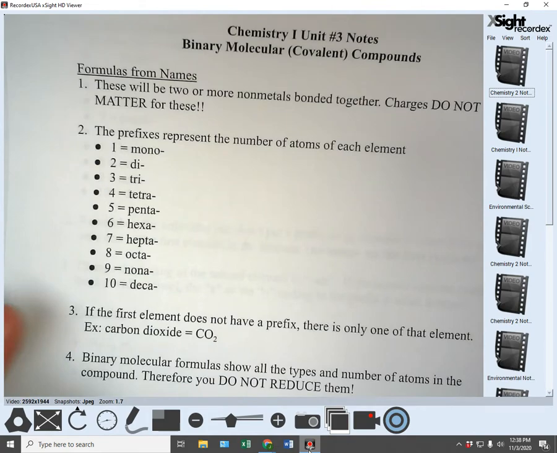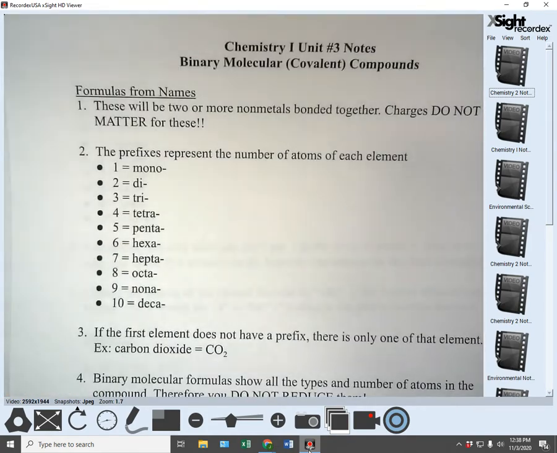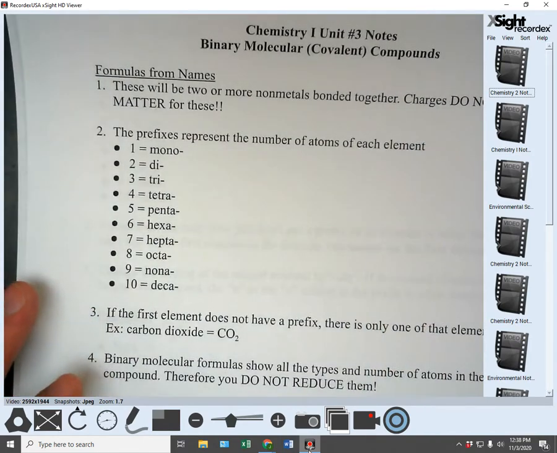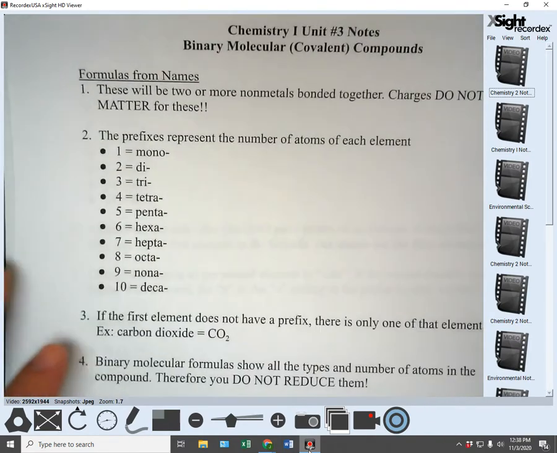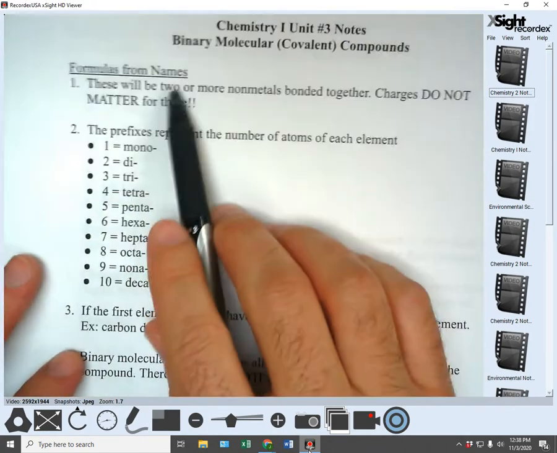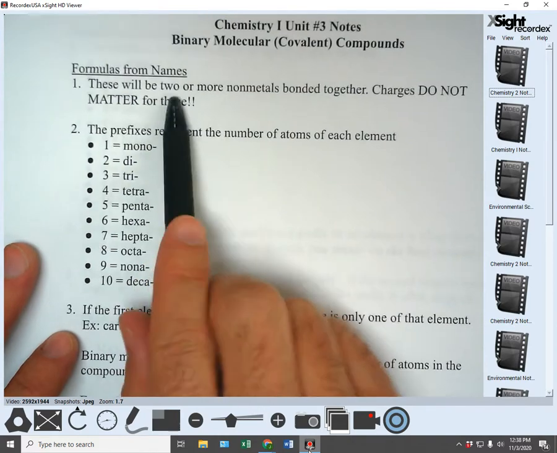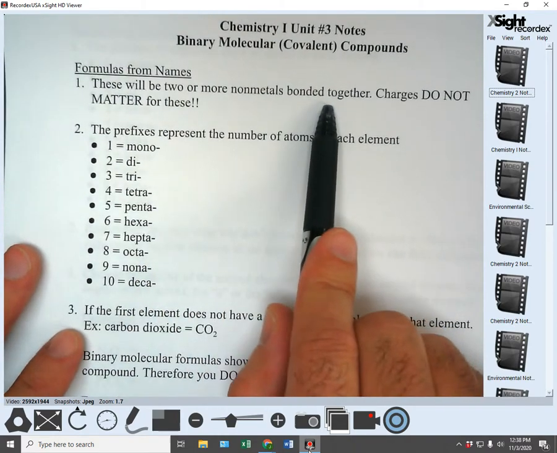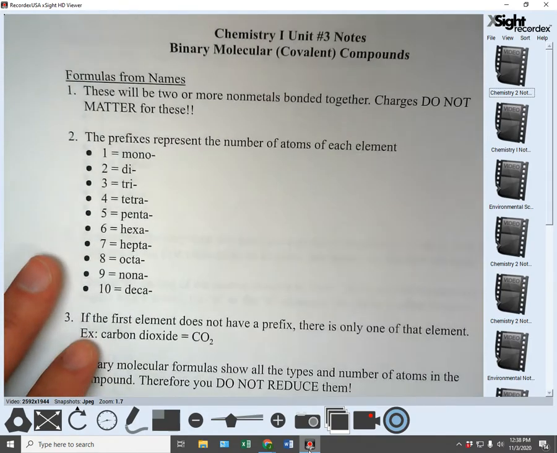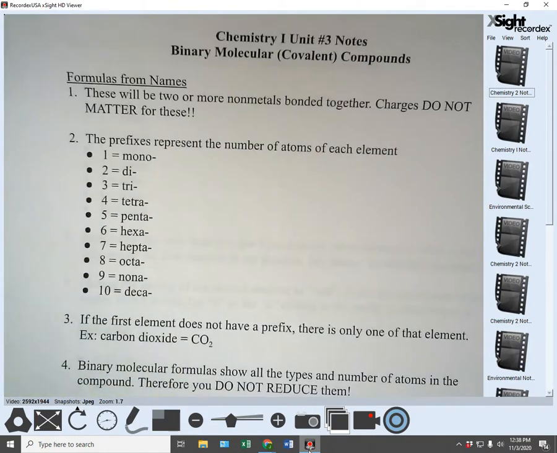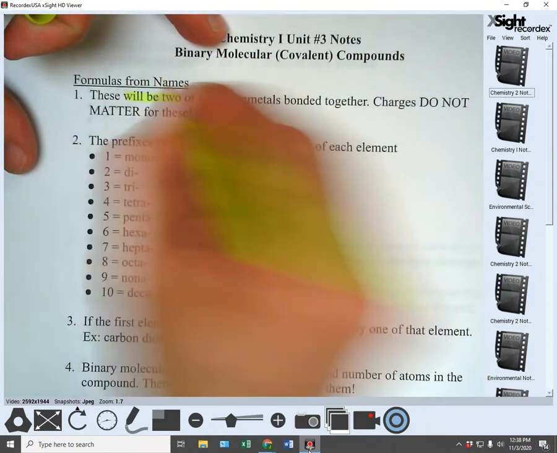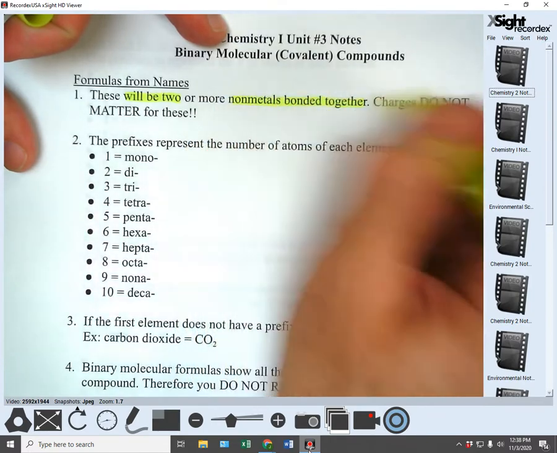Ionic are a metal and a nonmetal made up of ions, a cation and an anion. Binary molecular or covalent compounds are where they share electrons. These do not use ions at all. So because of that, these will be made of two or more nonmetals bonded together. This is why I called it binary molecular. It will be two nonmetals bonded together.